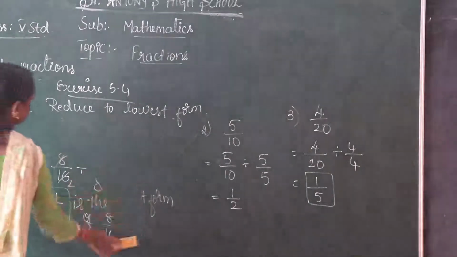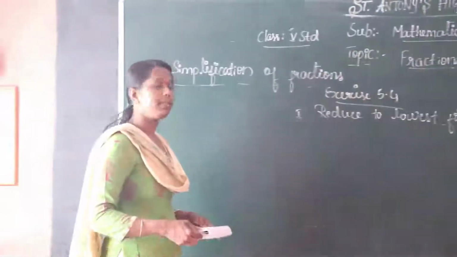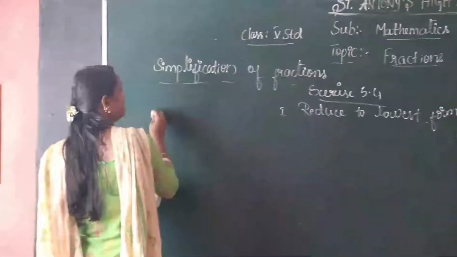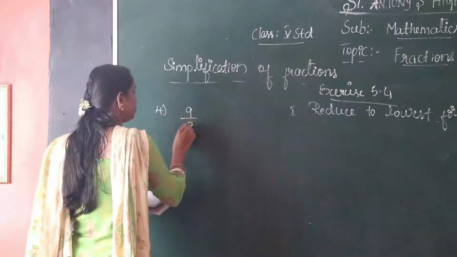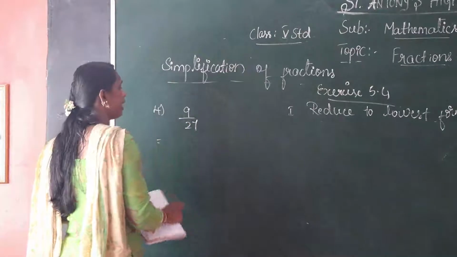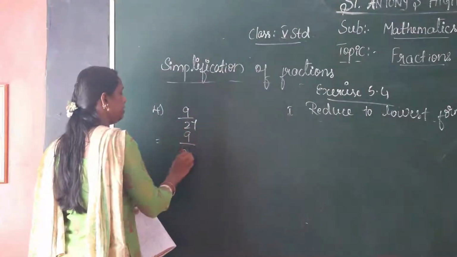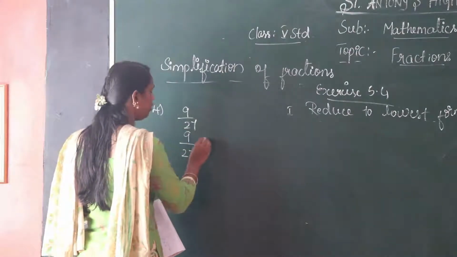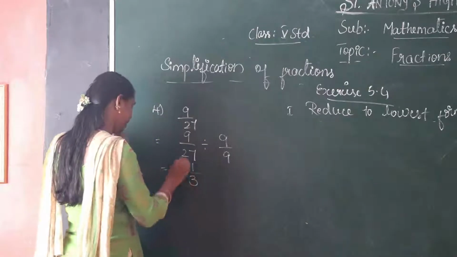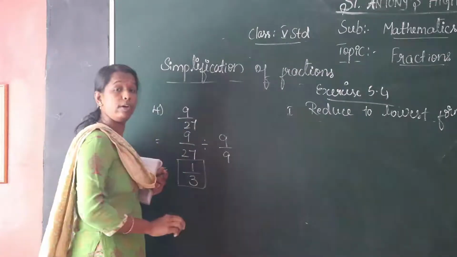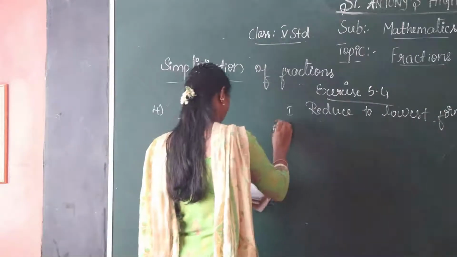Next, simplification means we have to reduce to its lowest form. Then 9 by 27. 9 ones are 9, 9 threes are 27. So directly we divide both the numerator and denominator by 9. We get 9 ones are 9, 9 threes are 27. 1 by 3 is the lowest form of 9 by 27.